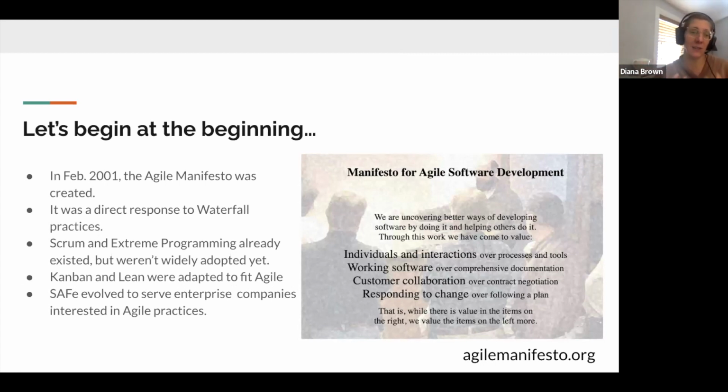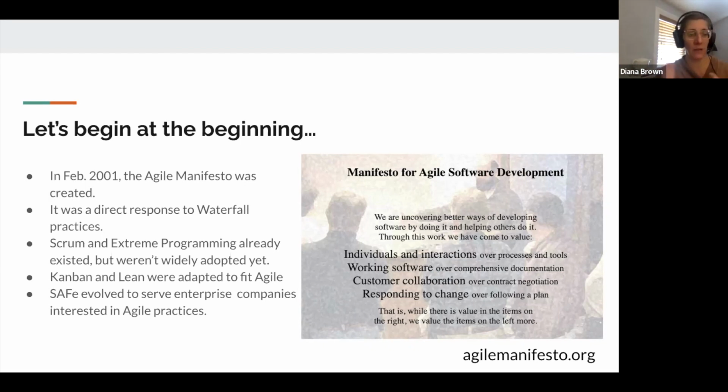And I think it's important to be familiar with the manifesto and the associated principles, but also to understand the context in which this was all written. This is a documentation of what they wanted to do, but it's also very much in reaction to the waterfall practices that were the most common at that time.